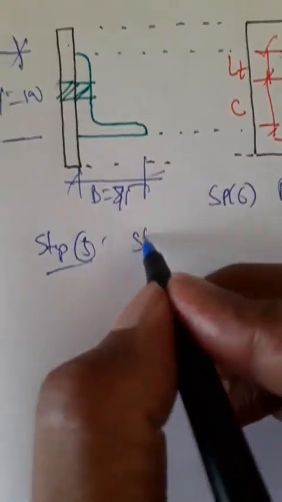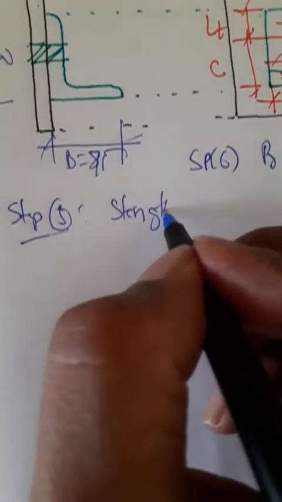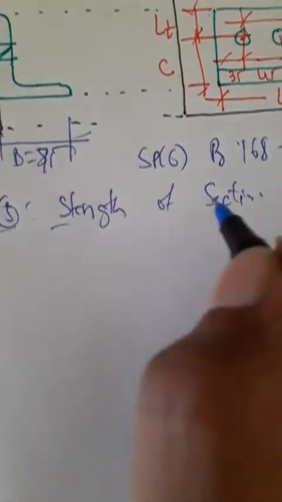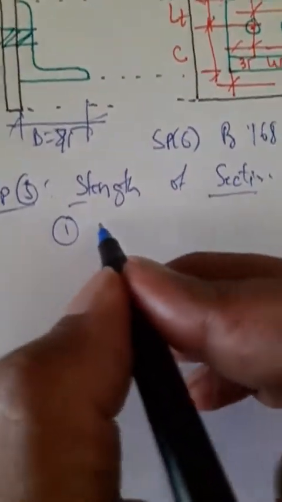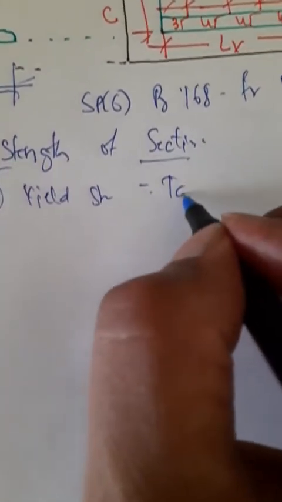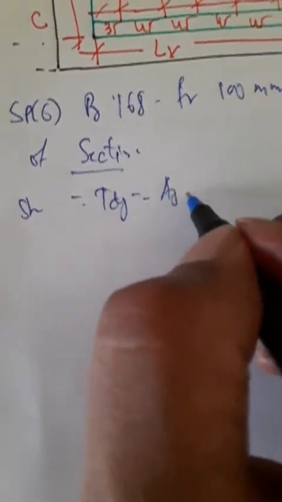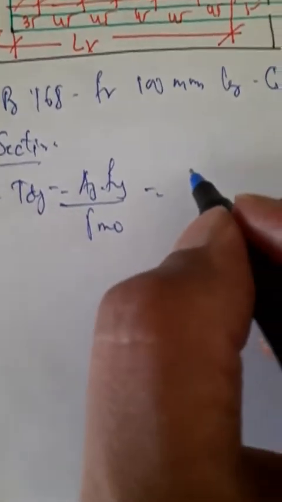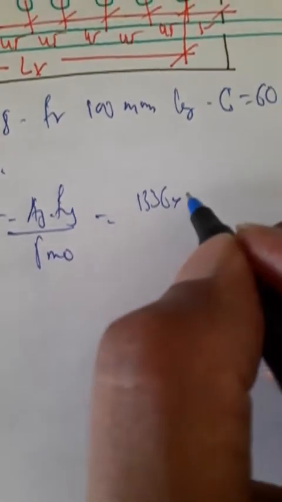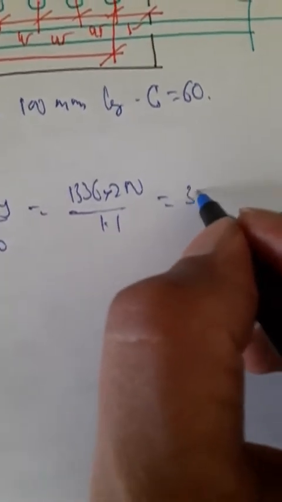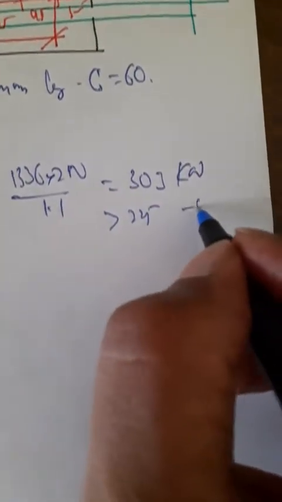Now the strength of the section, third. First, yield strength. Yield strength is given by Tdg is equal to Ag Fy by gamma m naught. So Ag is 1336, Fy 250 divided by 1.1. So you have the answer 303 kilonewtons, greater than 225, hence okay.